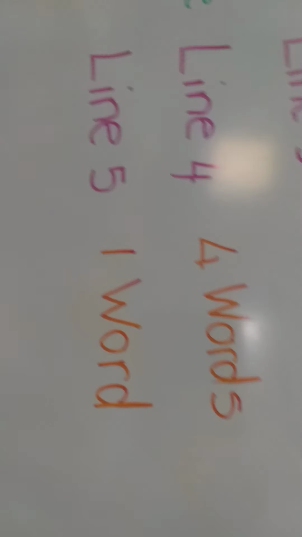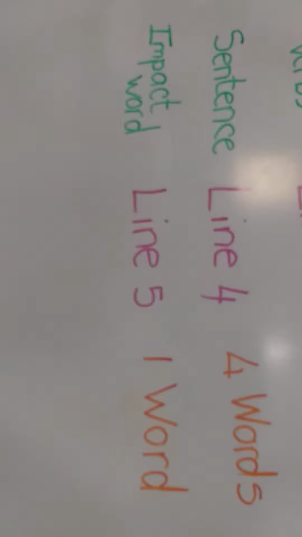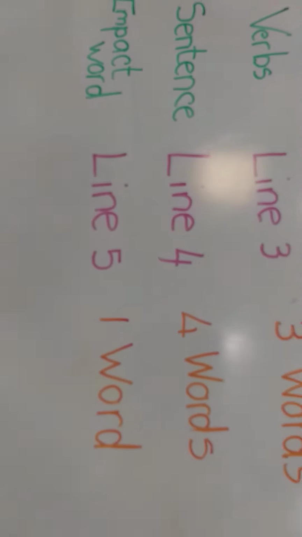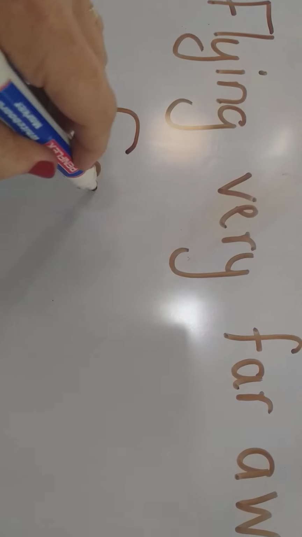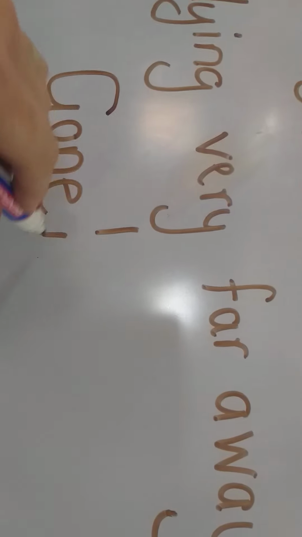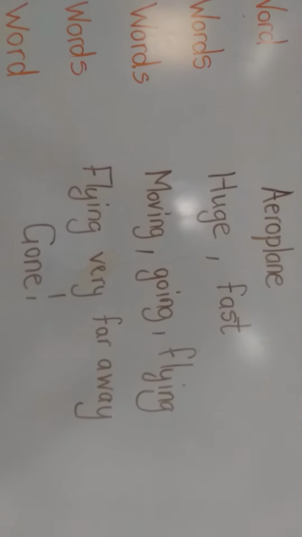And then we can end off with one impact word, one word. Remember that last word is about the subject. So I'm going to just use that word gone as well. You can use any word. You can use away, or anything you want. So there's my Cinquain about an aeroplane. Aeroplane, huge, fast, moving, going, flying very far away, gone.